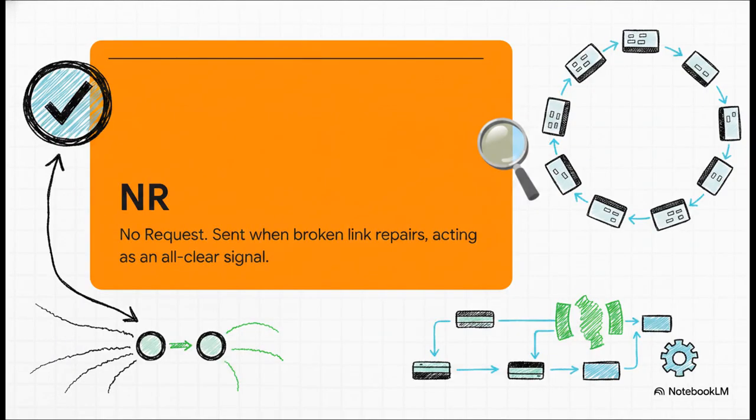Finally, there's NR, or no request. Once that broken link is physically repaired, the nodes stop sending those frantic signal fails, and they send this NR message instead. But here's the catch. While this acts as the all-clear signal, the network doesn't just instantly snap back to its original state. That deliberate design choice actually brings us right to our final mechanism.